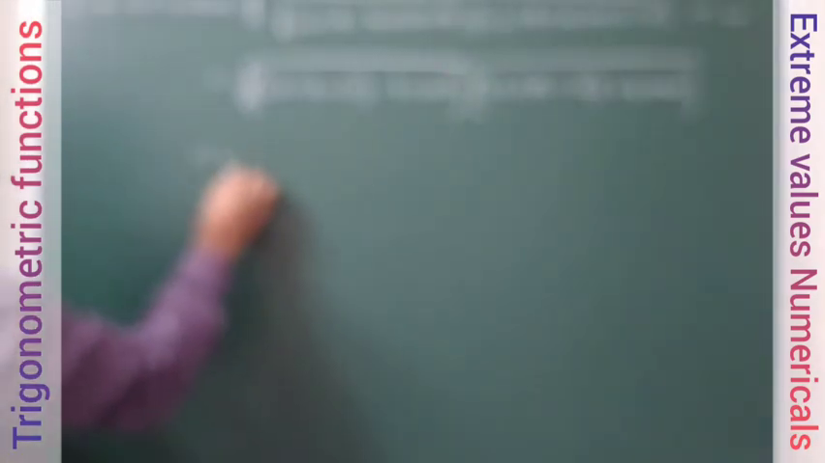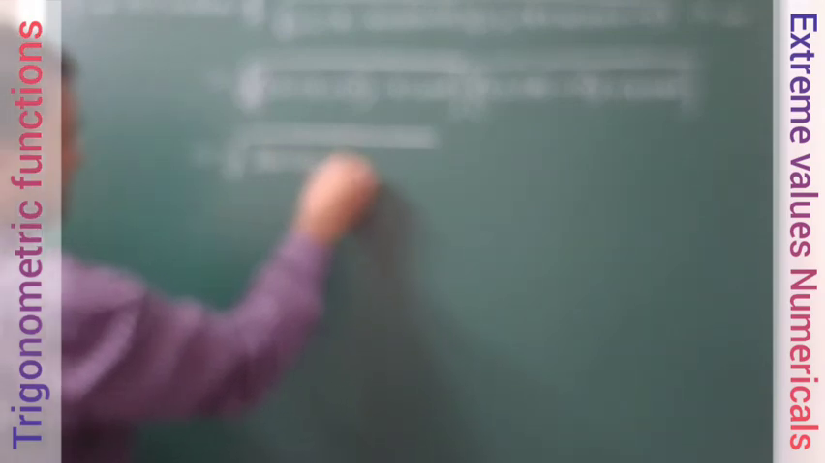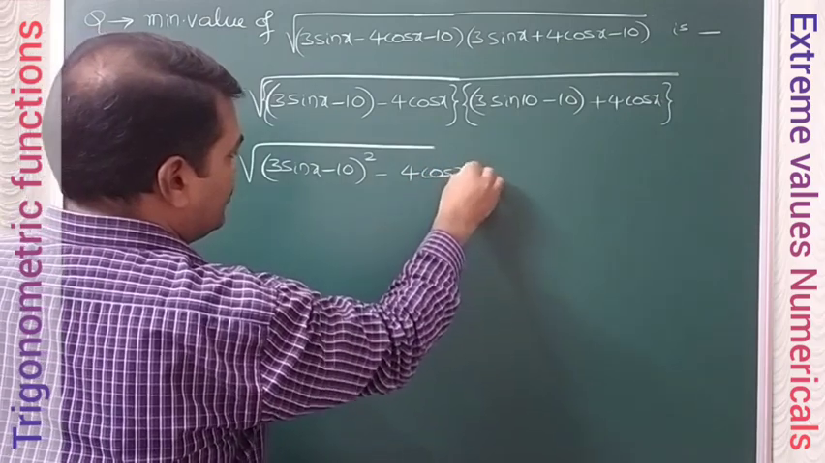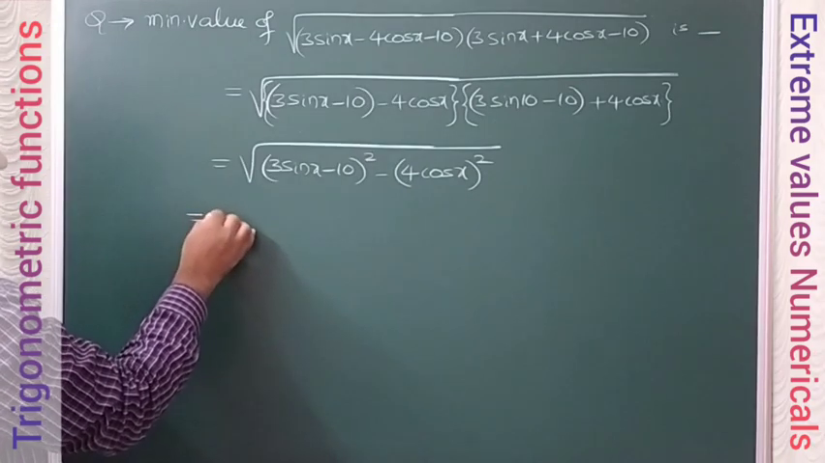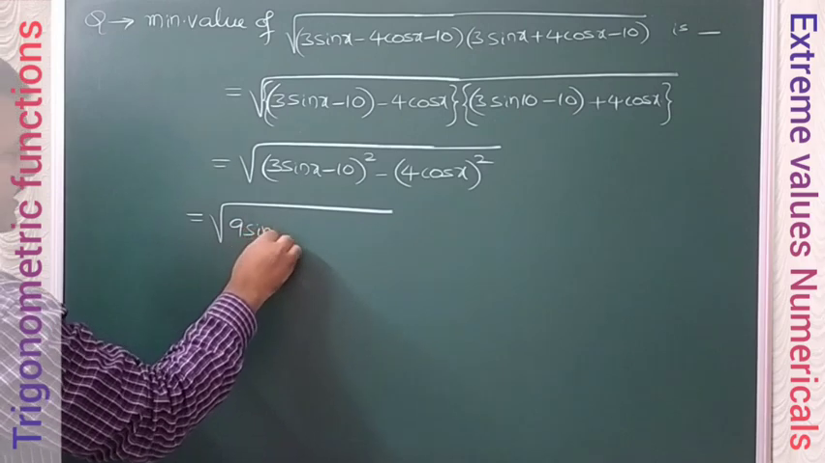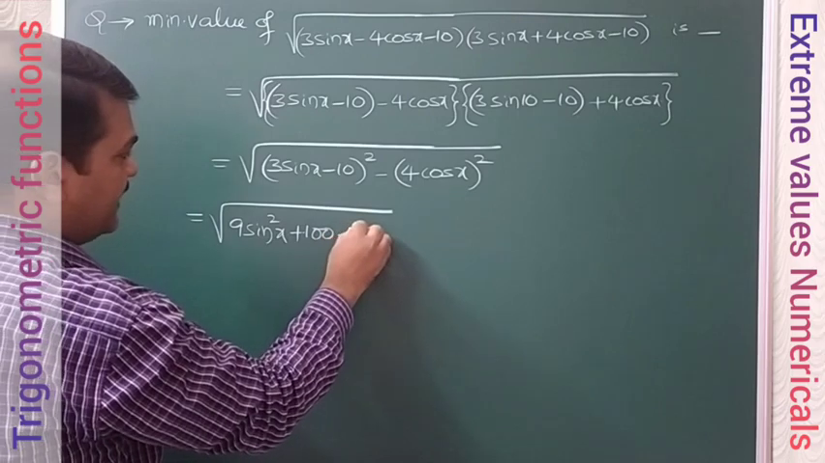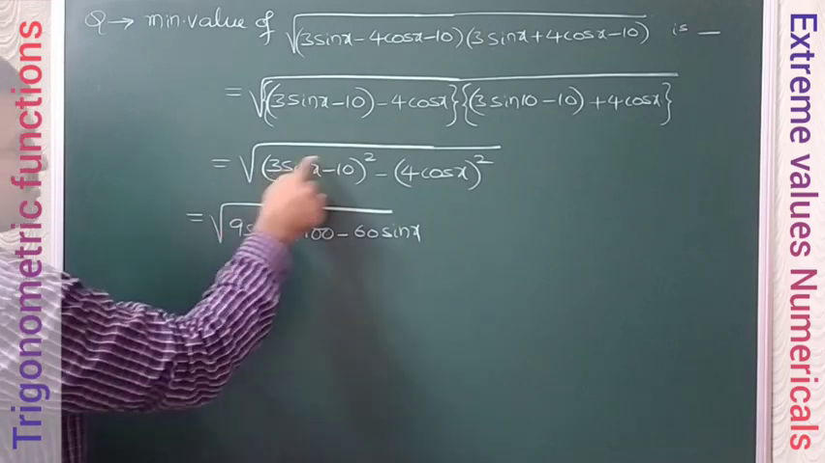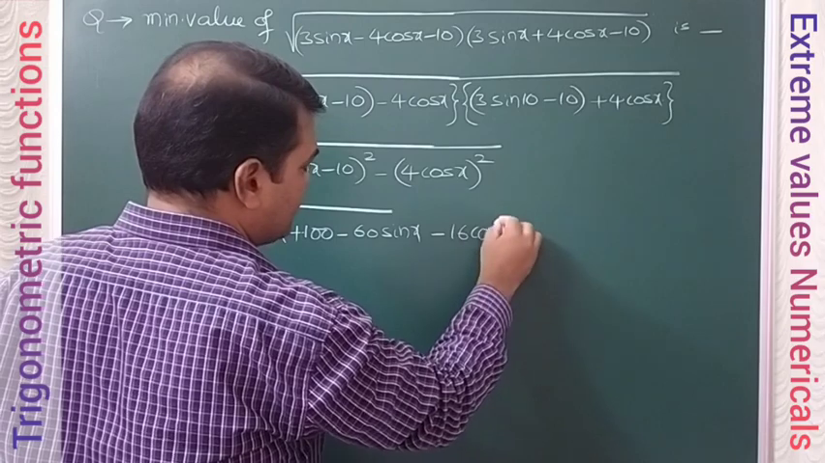So now writing like this, you can clearly see that we have the a minus b into a plus b model. So therefore this becomes (3 sin x minus 10) whole square minus (4 cos x) whole square, the a square minus b square model. So let us simplify this now. Evaluating this, we get 9 sin square x plus 100 minus 60 sin x, by the a minus b whole square formula, minus 16 cos square x.